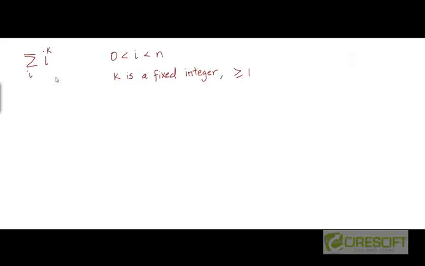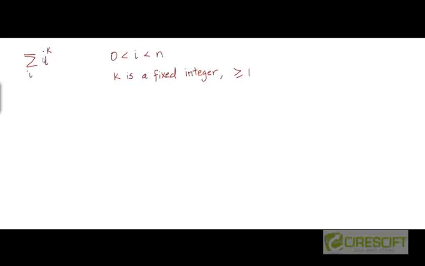Here's a problem that someone submitted to us to solve. You're given this summation sigma over i of terms of the form i to the power k, where k is just a fixed integer whose value is greater than or equal to 1. So it's some constant. And i is what varies across the terms in this summation. i varies in this range: it's greater than 0 and less than n. And we need to express this summation in the theta notation.